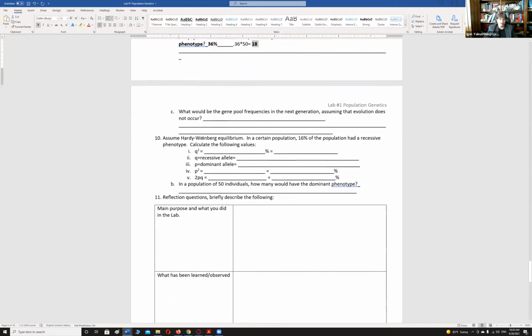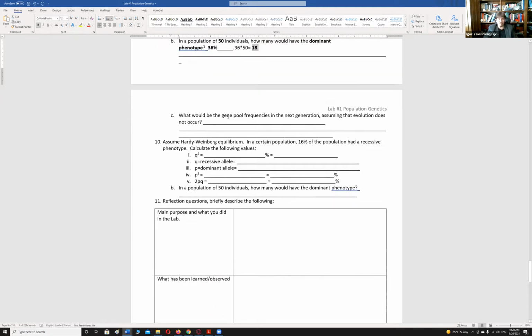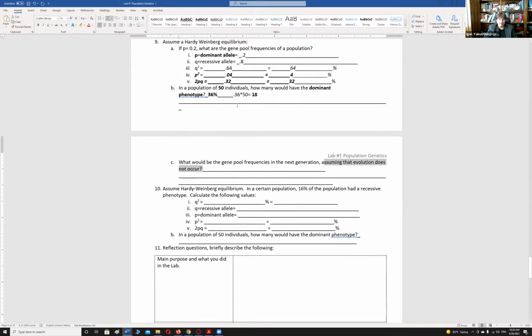So let's take a look at C. What would be the gene pool frequency in the next generation, assuming evolution does not occur? If it does not occur, what happens? The frequencies do not change. The frequencies will remain the same.